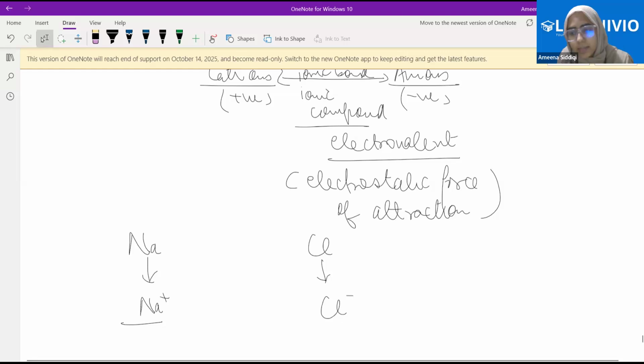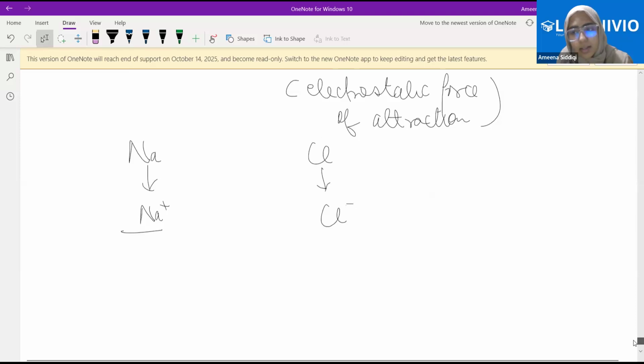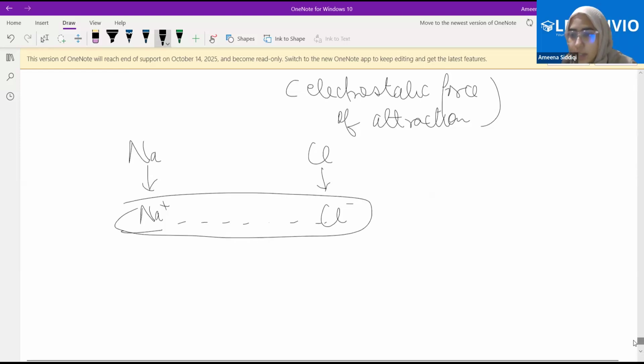Now what will I call Cl minus? What will be the name of this? Chloride ion. Now these two will form a bond here. And this will become what? The ionic compound.